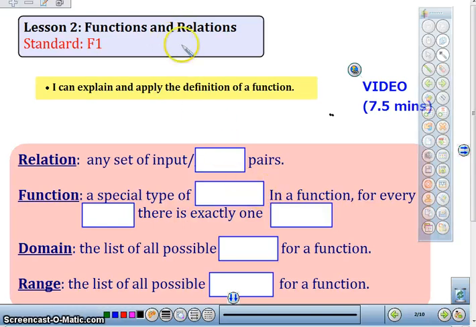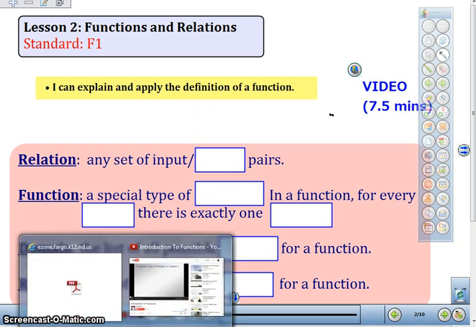Today, in Lesson 2 of Functions and Relations, what I want you to be thinking about are I can statements: that I can explain and apply the definitions of functions. We're now going to put on a video that I'll have you watch, so listen carefully and we should be able to fill in some of these notes.